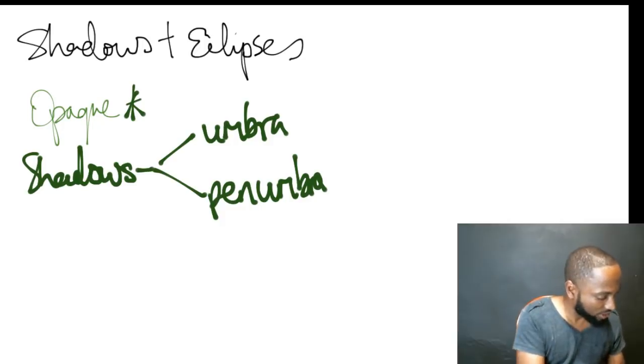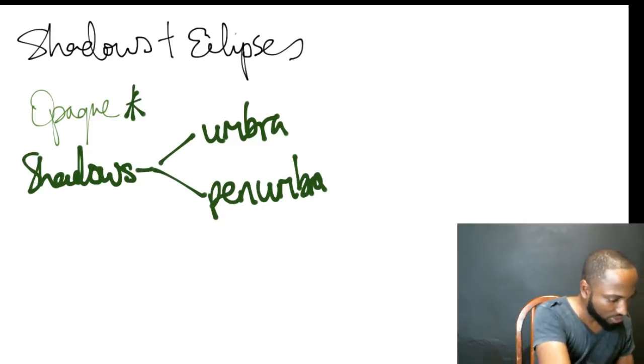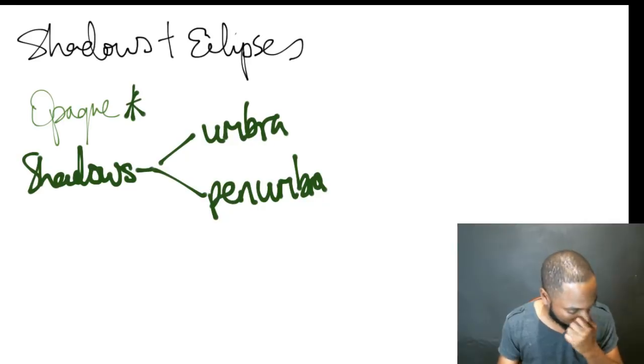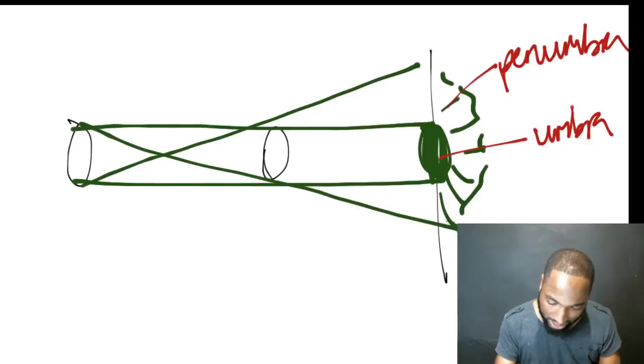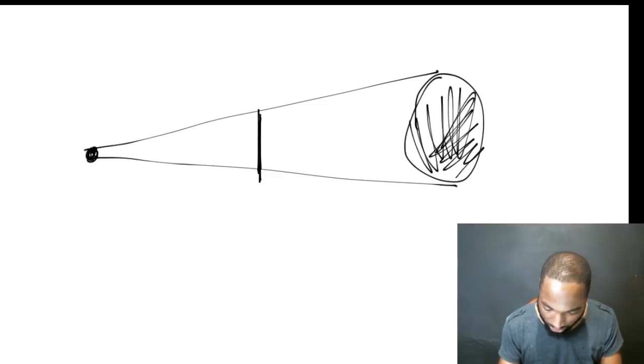We also need to mention point sources and the type of shadows, from an extended source or a point source. If it's a point source, you get sharp shadows, right? So if it's like this little dot making the light and you have a shadow, you have a thing here, you're going to get a nice clean umbra. All here just pitch black dark.